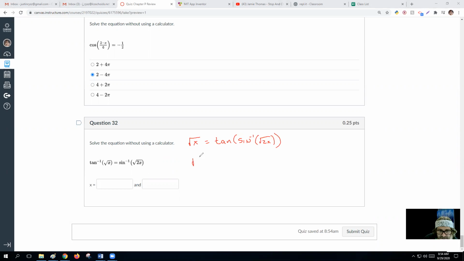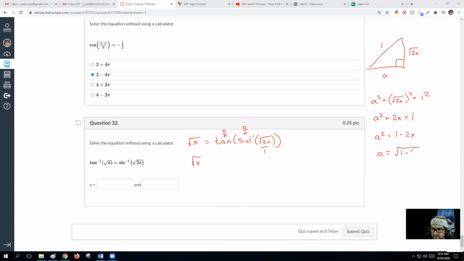Okay, so that would mean to get this simplified, I need to make a right triangle. So sine is the opposite over the hypotenuse. So we'll put this over 1. We have the opposite is radical 2x. Hypotenuse is 1. And tangent is the opposite over adjacent. So we do need to find this adjacent side here. So a squared plus radical 2x squared equals 1 squared. So we get a squared plus 2x equals 1. A squared would equal 1 minus 2x, and so a would equal the square root of 1 minus 2x.